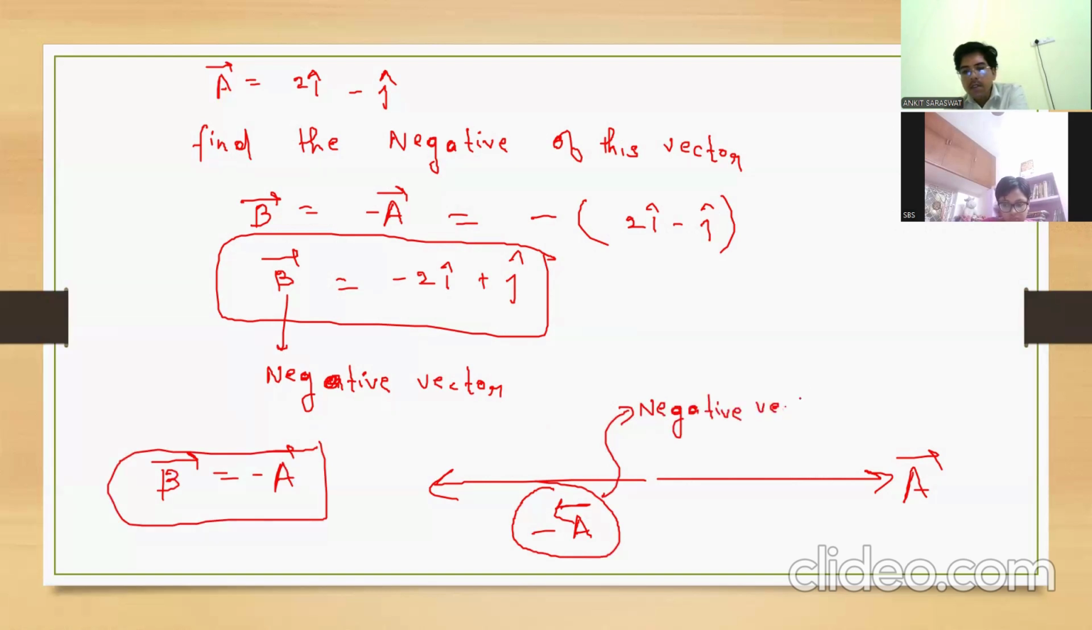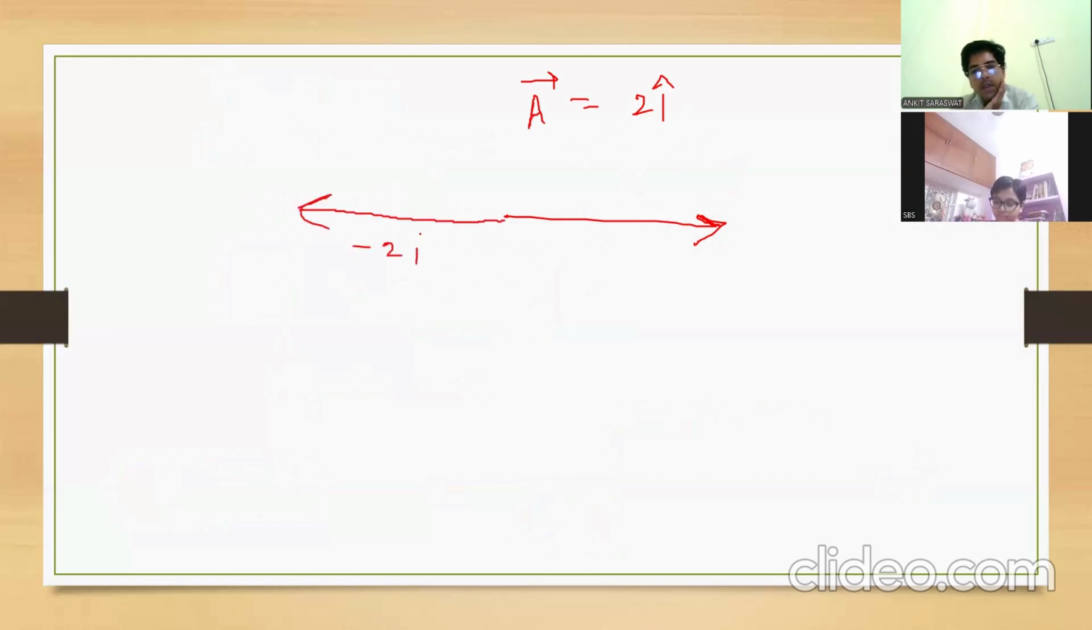So did you notice one thing? If you take negative vector of any vector, then the vector rotates by 180 degrees. If vector A is 2i cap, how will you draw? Like this. Negative of this vector will be minus 2i, same magnitude, but direction is opposite. This is minus 2i cap, this is 2i cap. What is the angle? 180. So if you take negative of any vector, then the vector rotates by 180 degrees. Clear? Is it okay?